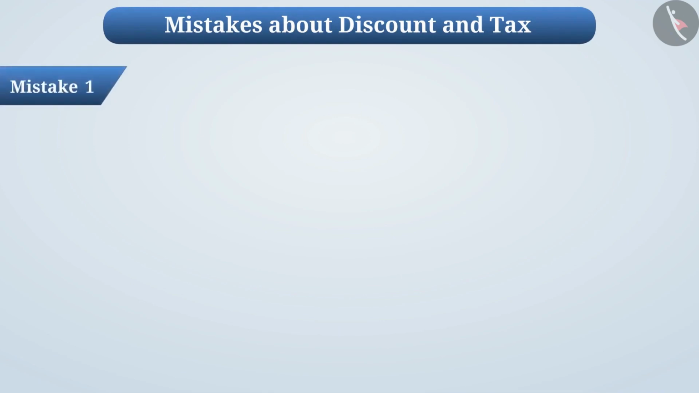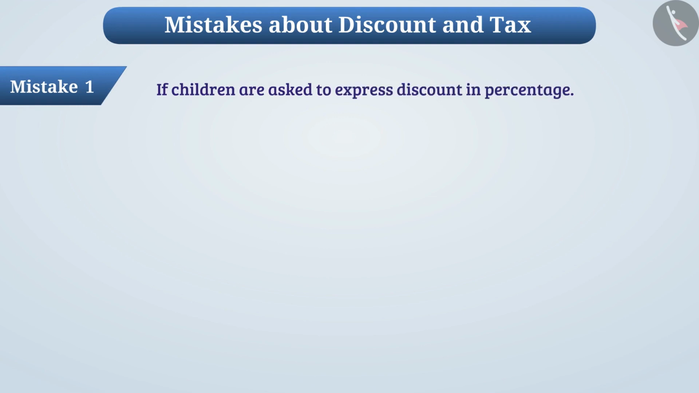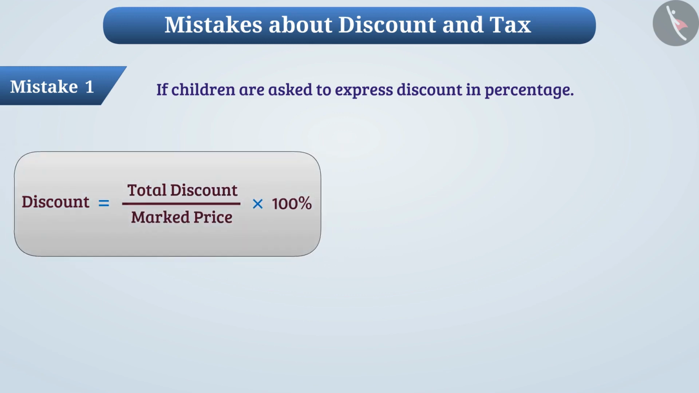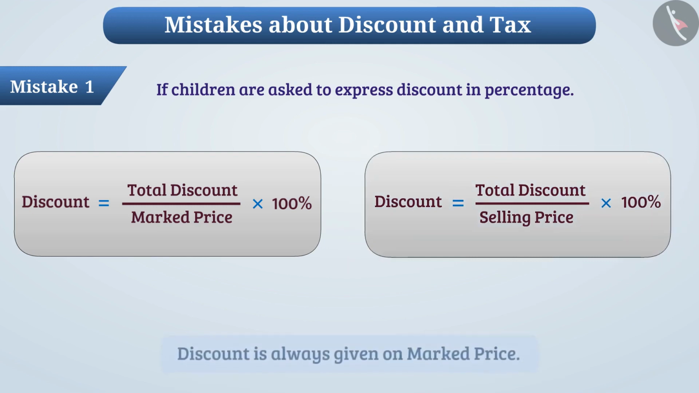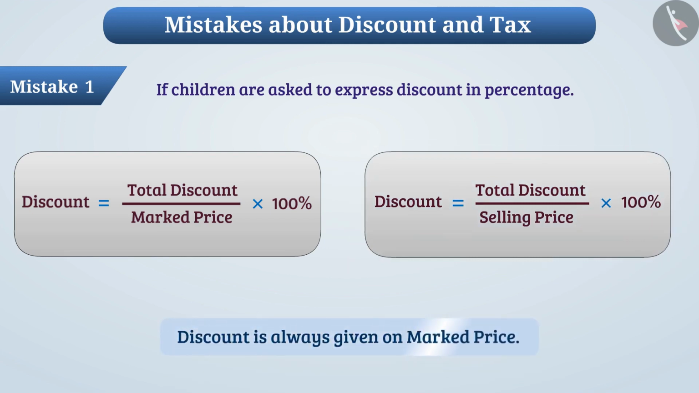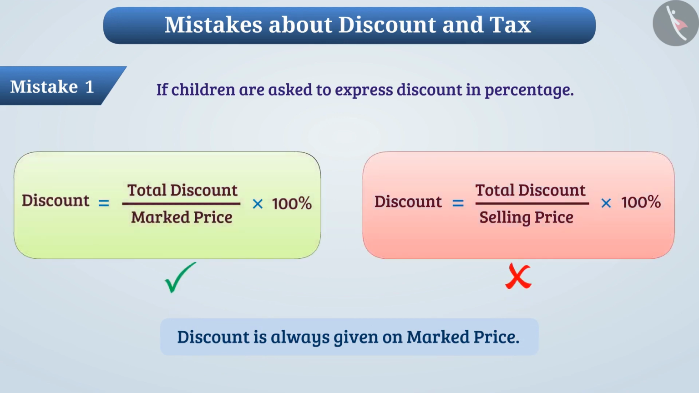Mistake 1. If children are asked to express discount in percentage, then children cannot decide if discount is equal to total discount divided by marked price multiplied by 100%, or to write discount is equal to total discount divided by selling price multiplied by 100%. Keep in mind that discount is always given on the marked price. That's why we find discount on marked price. That is, the correct formula is discount is equal to total discount divided by marked price multiplied by 100%.